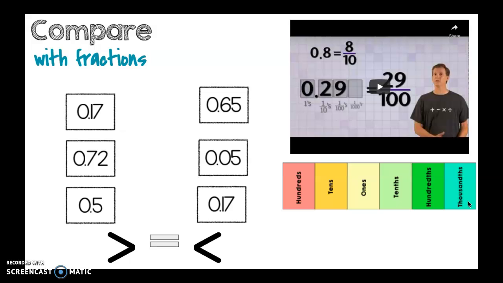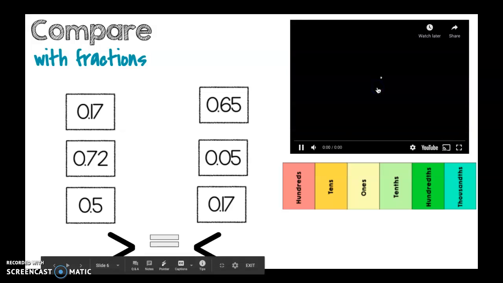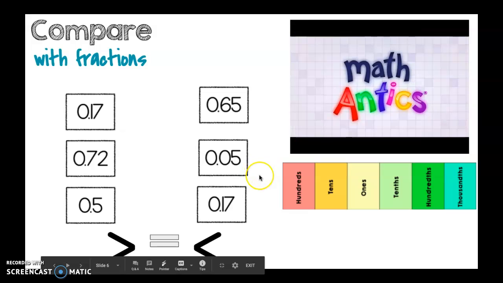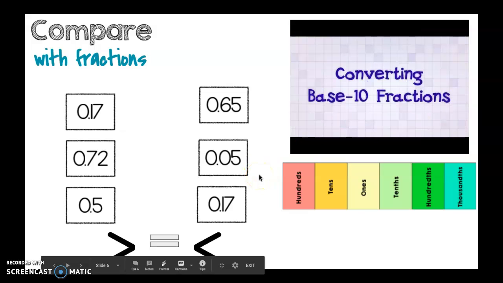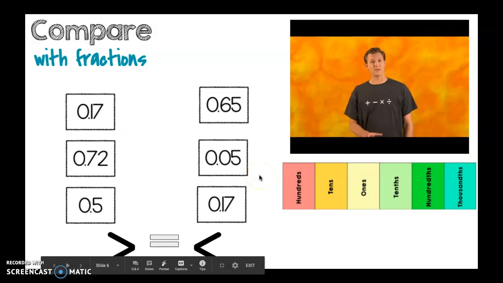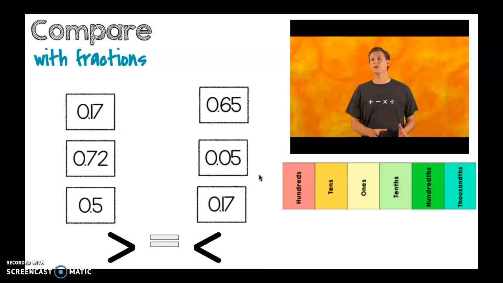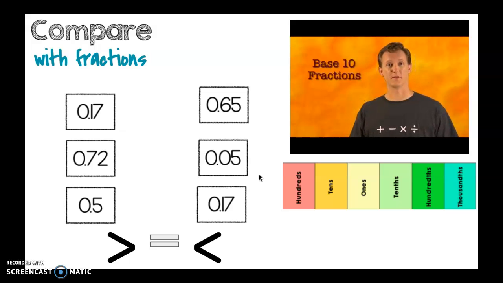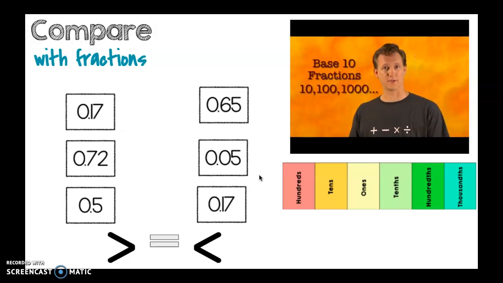Let's now see how we can also use fractions to help us determine which is greater when we look at decimals. Now that we know the basics of how decimal numbers work, let's see how we can write some special fractions using decimal numbers. I'm going to call these fractions base 10 fractions because their bottom numbers are all powers of 10, like 10, 100, or 1,000.